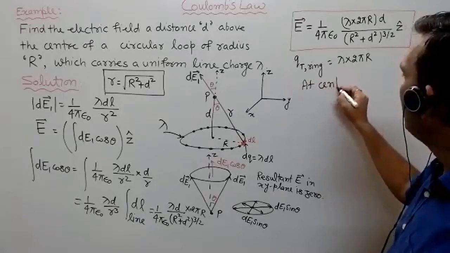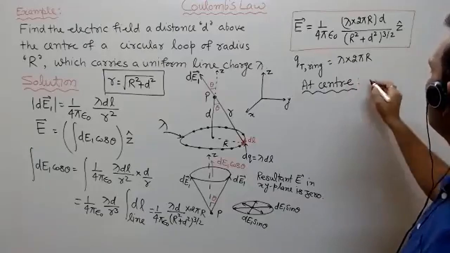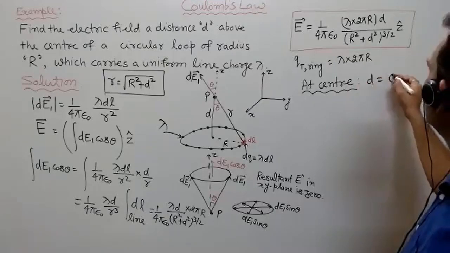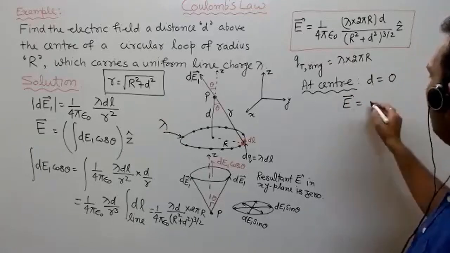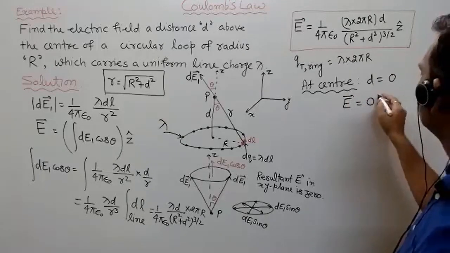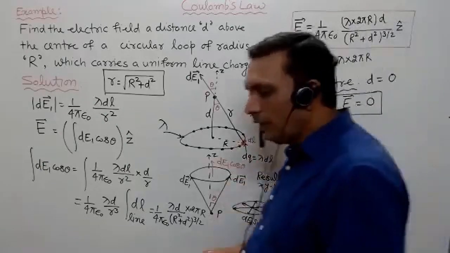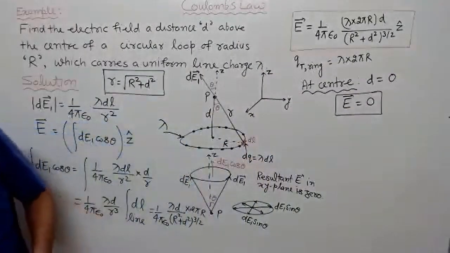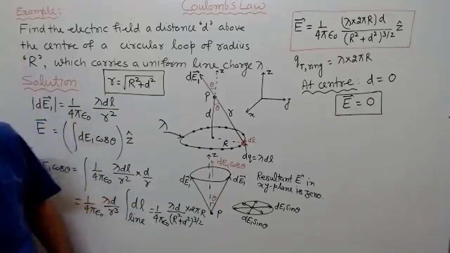What will be electric field at the center? At the center, d is 0, so at the center of the ring, electric field is 0. So at the center, field is 0. Let us see the next example.